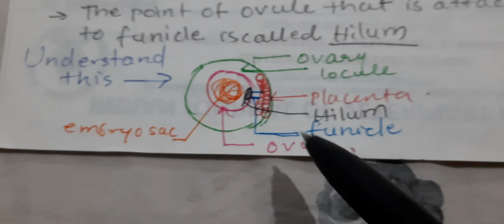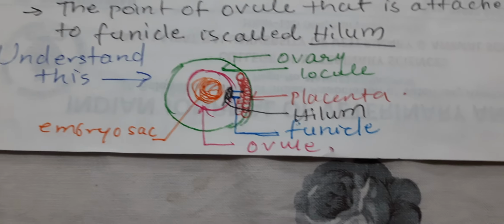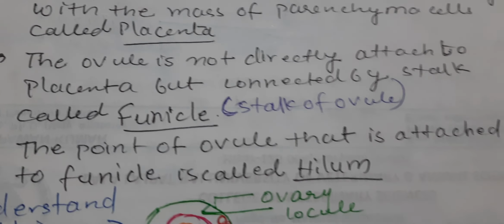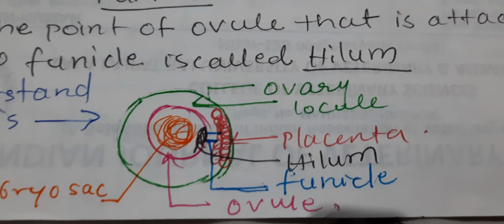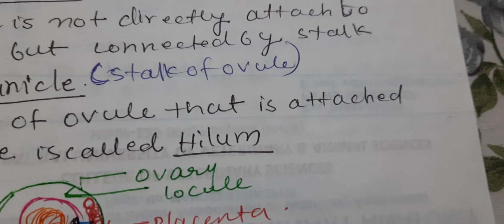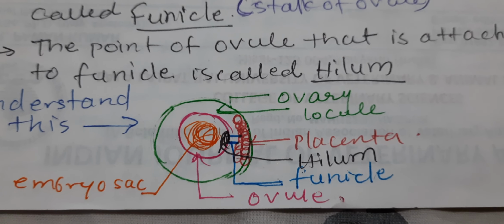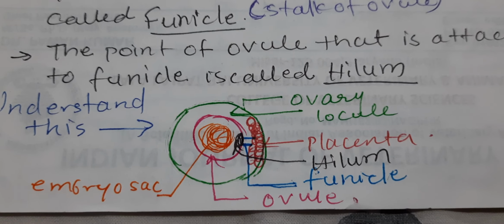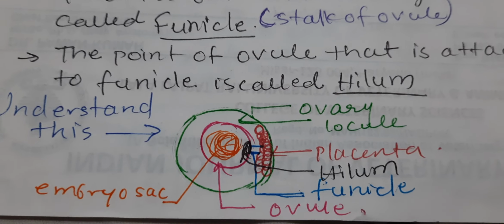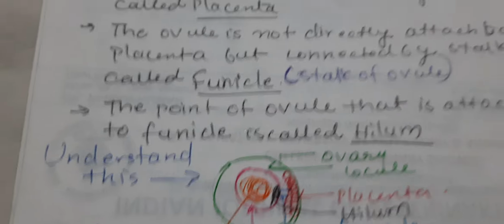This space is locule, and then it is attached with these cells, placenta, and then the ovule is not directly attached to placenta but connected by the stalk called funicle. So you can see the stalk, and the point of ovule that is attached to funicle is called hilum. So this is the same hilum which is present in the seed. So it is the point of attachment, and inside the ovule you will see the embryo sac.